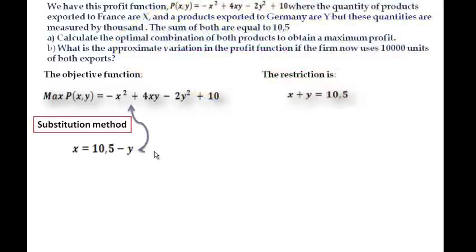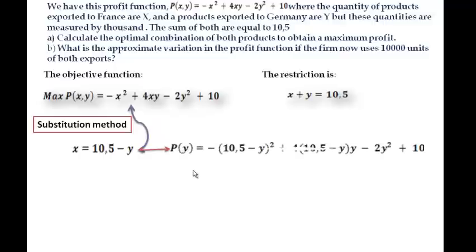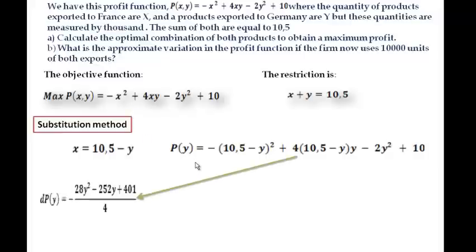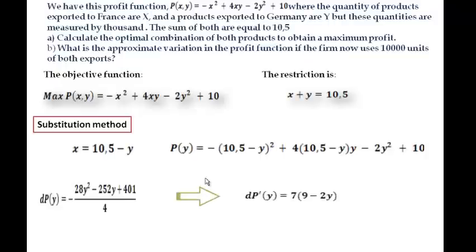We substitute this value inside the objective function, and we obtain a function without restrictions. Now it's easier for us to solve the problem. We know the steps. Step 1: calculate the first derivative of the function. And step 2: we need to make the first derivative equal to 0, and we can obtain the value of y.